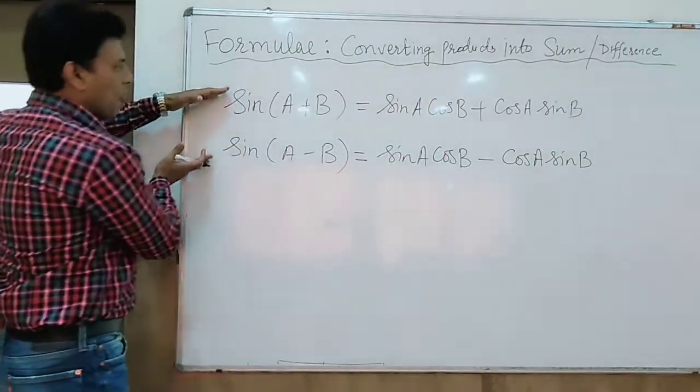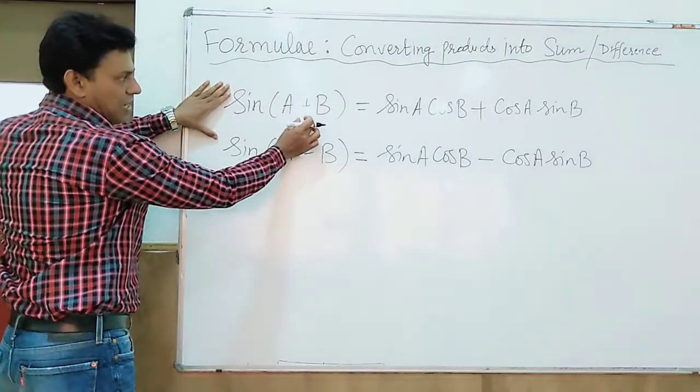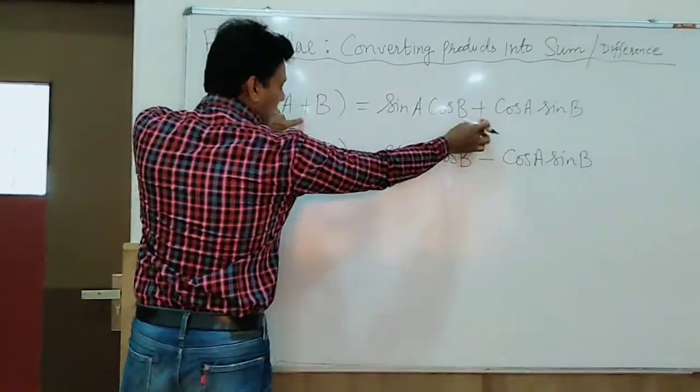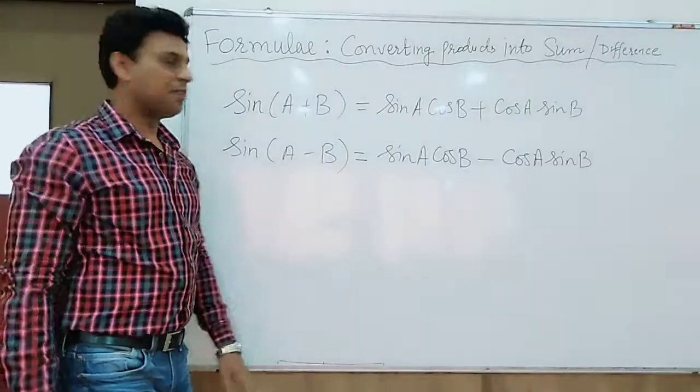See these two formulas, sin of both A and B. If we have plus inside the bracket, we have plus here. If we have minus, then we have minus here. Otherwise the formula is the same.